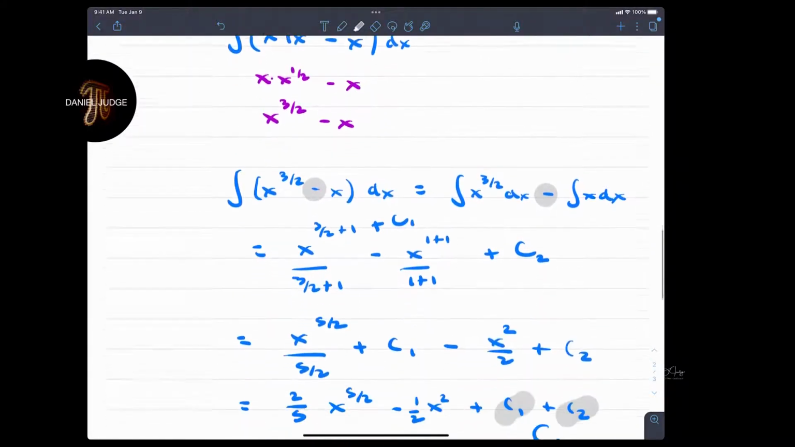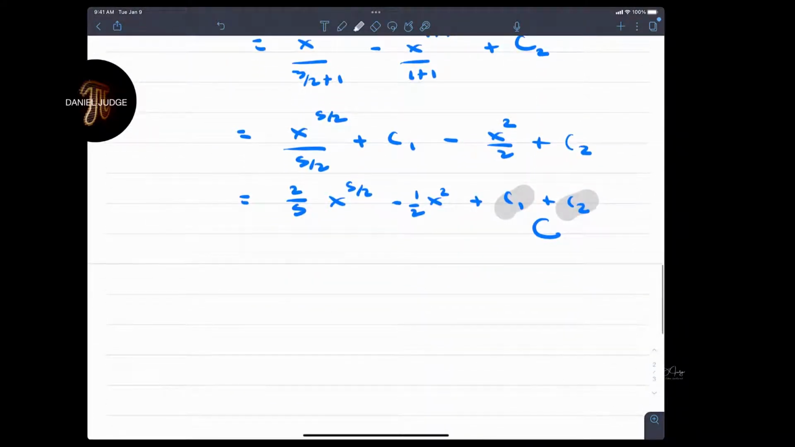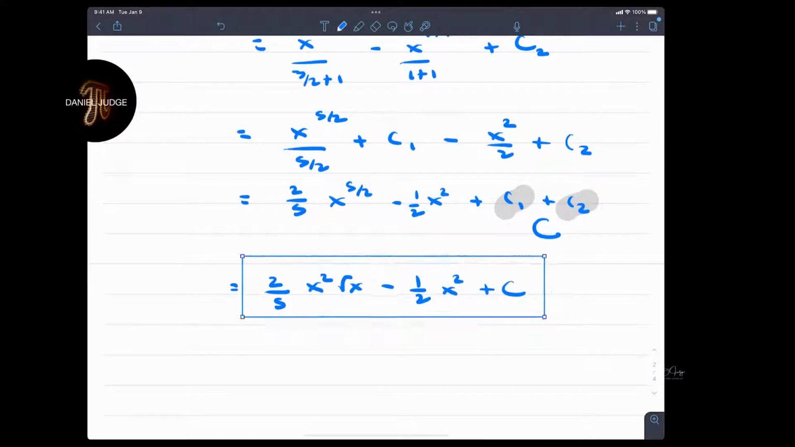So what you now end up with, ladies and gentlemen, is an answer here. And in the back of the book, you might see something that looks like this: 2/5, and then you say, well, why do they have x squared square root of x minus 1/2 x squared plus that constant? Well, they have that because they're simplifying this rational exponent, because 5/2 is 2.5. Remember, as a mixed number, that's 2.5. So this is where this came from.